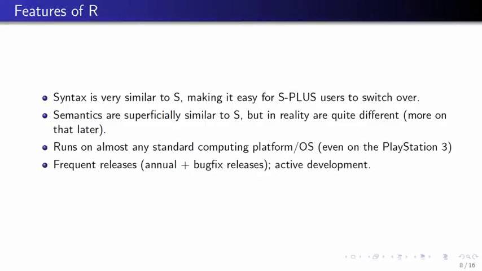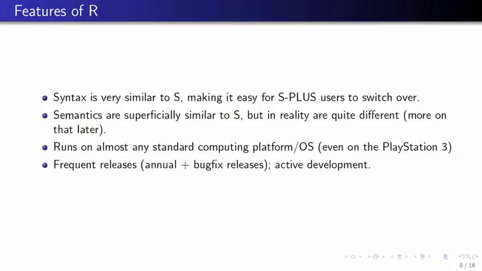So some of the features of R. The first one, which was important back in the old days when people were still using S-PLUS, is that the syntax is very similar to S, which made it easy for S-PLUS users to switch over. This feature isn't quite so relevant today, where most people generally go to R directly. The semantics are superficially similar to S, in that it looks like it's S, but in reality are quite different, so we'll talk more about this in a future lecture.